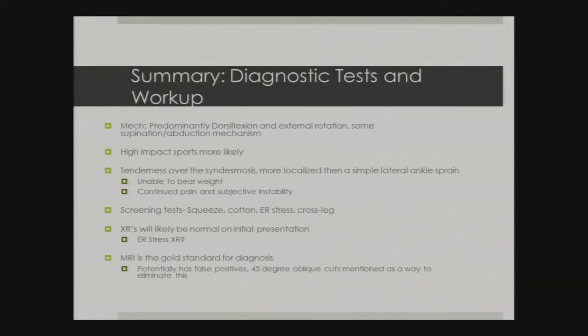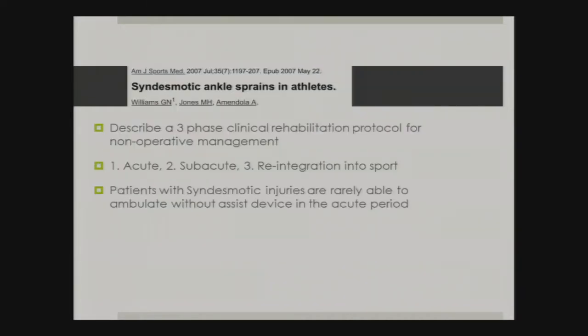The screening tests that were recommended were the squeeze test, cotton test, external rotation stress test, and the cross leg. Of note in the literature, most of these presenting x-rays were normal, AP and mortise of the ankle. I did not see much literature talking about an external rotation stress test. I thought this could potentially be something that could be investigated. MRI is once again the gold standard for diagnosis, and it's normally the go-to in most of the literature I looked at. All right, so moving on to treatment here.